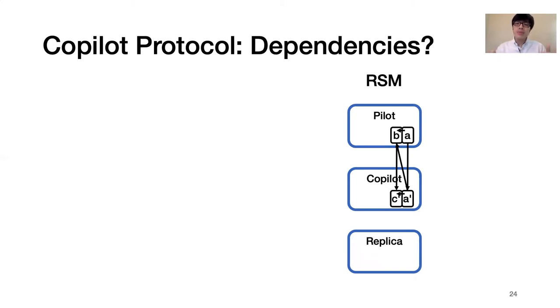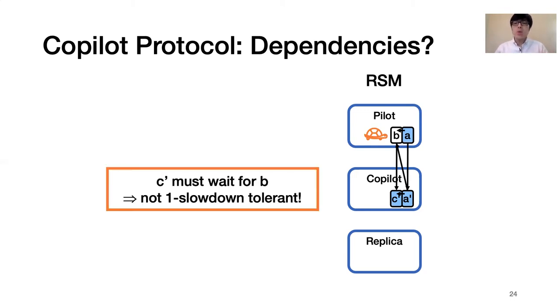Remember that we added dependency between the pilot and copilot commands to ensure a consistent total ordering. This means that a pilot cannot execute a command until its dependency in the other pilot log has been committed. For example, in this picture, the copilot cannot execute command C prime until the command B in the pilot log is committed, since C prime has a dependency on B. So suppose C prime commits quickly, but the pilot experiences a slowdown before it commits B. Then even though C prime has committed, the copilot cannot execute C prime because its dependency B has not yet committed. This is not one-slowdown tolerant because the slow pilot has slowed down the copilot and no one is making progress on command C prime.